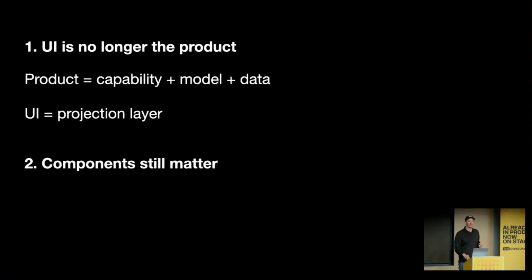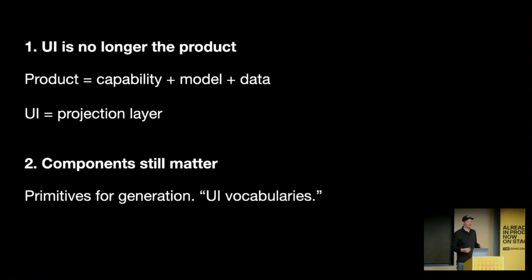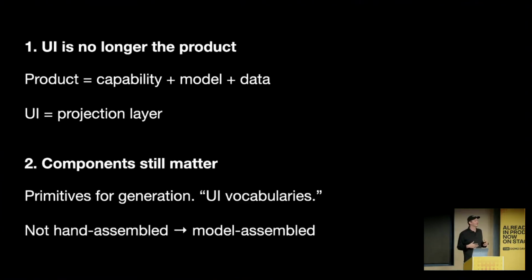Second, the components still matter. So you still need to show something to people, but you need to think about the UI you're making as more like primitives for generation. You're creating a UI vocabulary that the model will use. It's like giving it a bunch of ingredients or a bunch of tools to work with. And it's not hand-assembled anymore. It's not lovingly handcrafted by people. You're giving these elements to the model, and the model is figuring out what to do with it. It's a very different interaction paradigm for building UI. And it kind of twists your brain up a little bit, because you don't really know what's going to get shown to the user. You just have to provide the right type of elements to the LLM in the right context for it to make decisions.